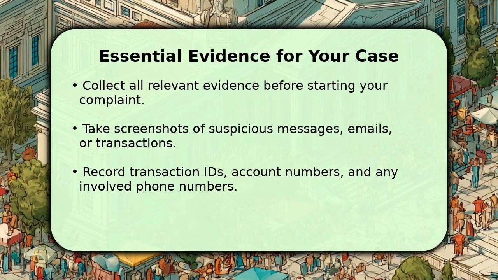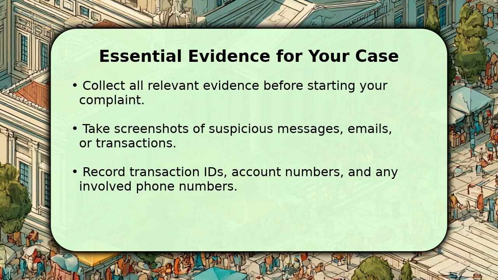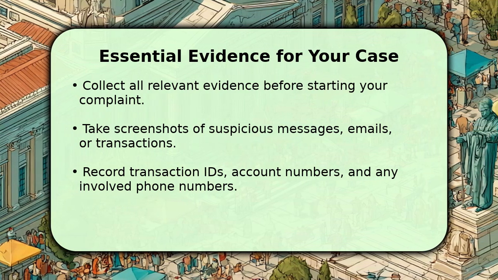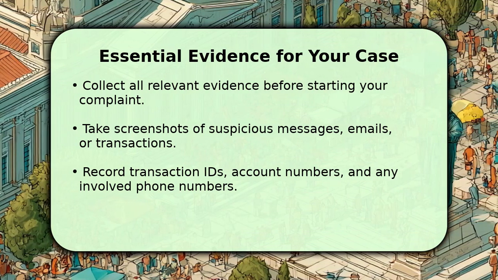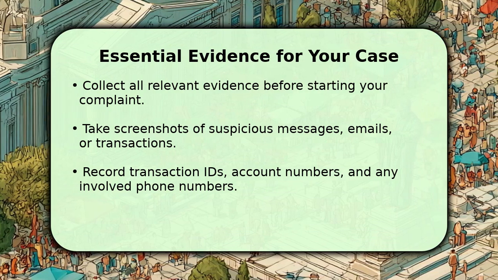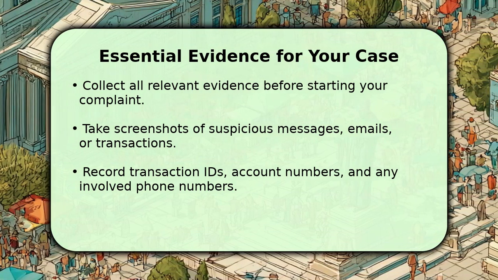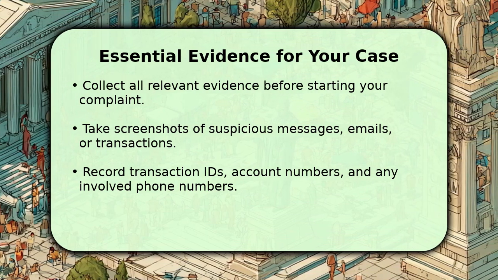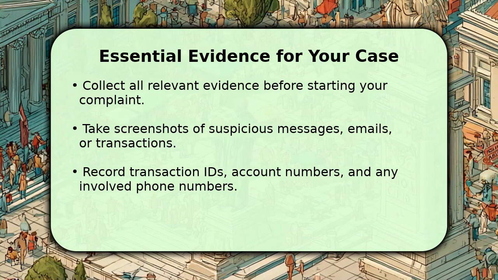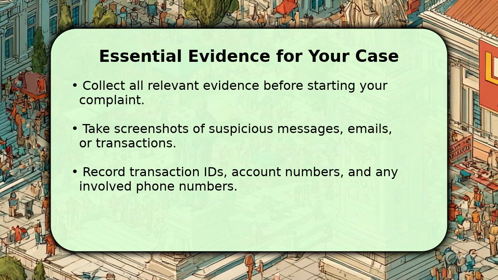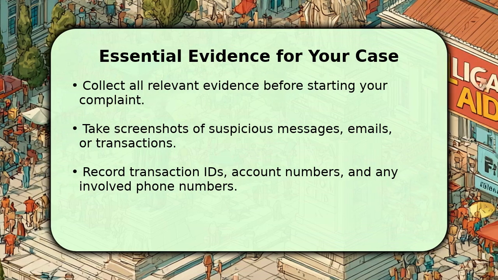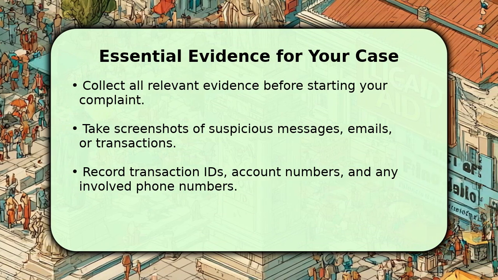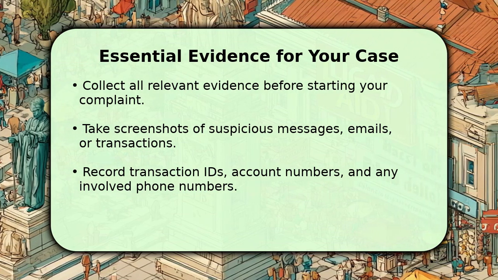Gathering comprehensive evidence is paramount for a successful cybercrime complaint. Always preserve all digital proof, such as screenshots of fraudulent emails, messages, or websites. If financial transactions are involved, ensure you have transaction ID, bank statements, and the exact amounts transferred. Note down any suspicious phone numbers or email addresses used by the perpetrator. This robust collection of details significantly strengthens your case and aids the authorities in their investigation.